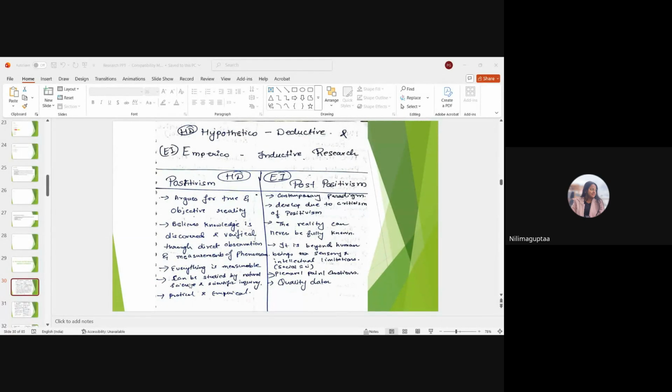They say it can be studied by natural science and scientific inquiry. So anything in this world can be studied through scientific methods and inquiry methods. It is a very practical way of studying. But the drawbacks and criticism of positivism resulted in post-positivism, which is our contemporary situation.